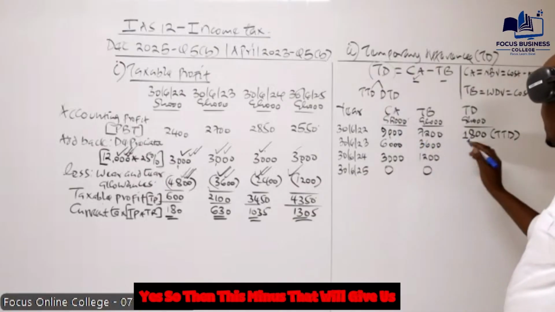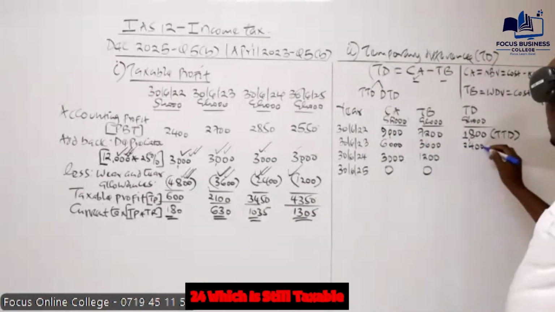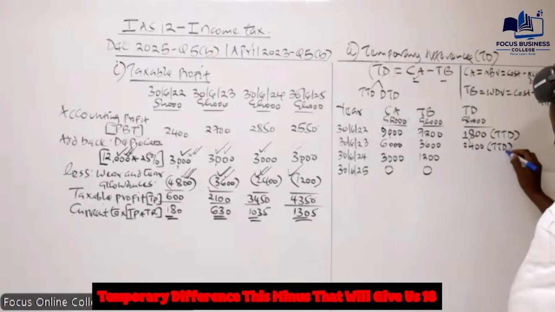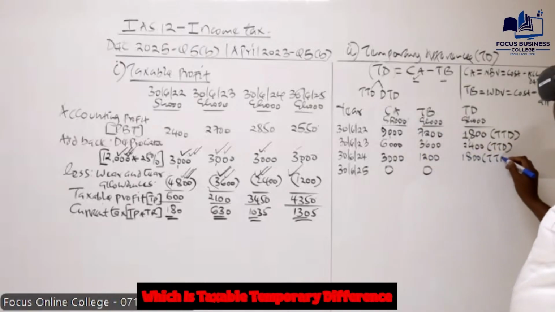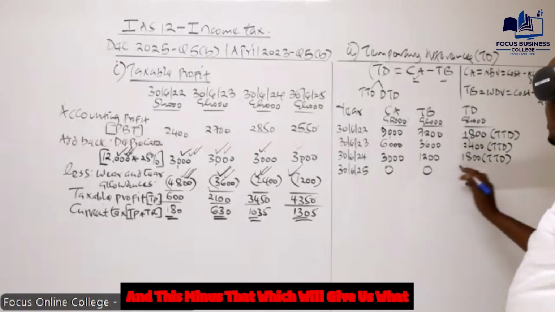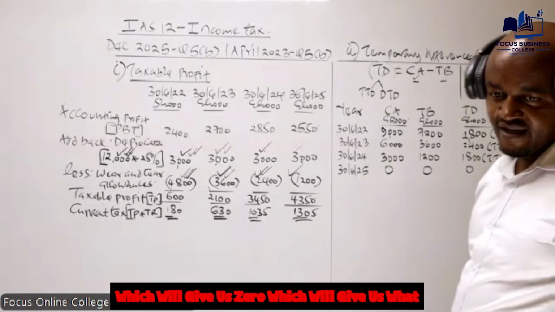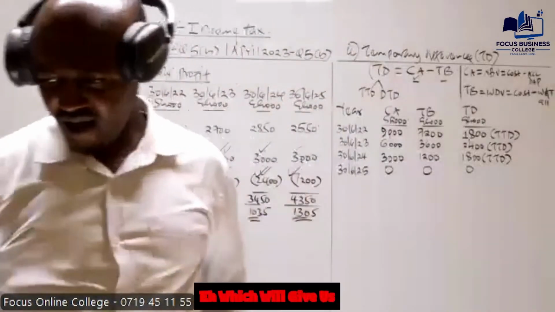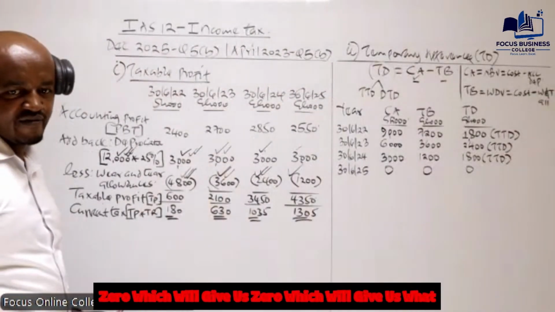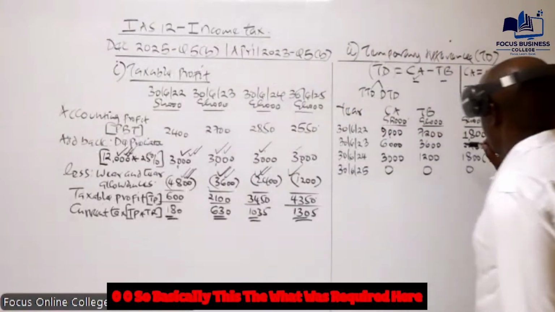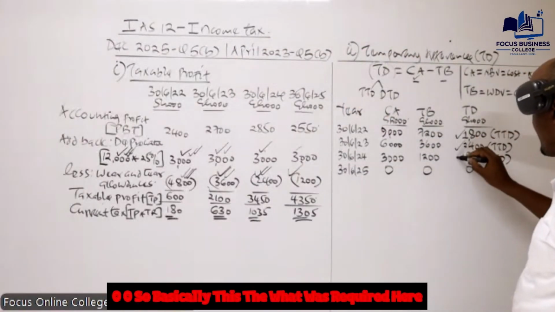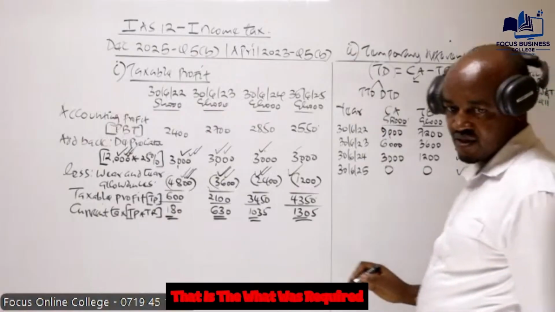So then this minus that will give us 24, which is still a taxable temporary difference. This minus that will give us 18, which is a taxable temporary difference. And this minus that will give us 0, and the last ones also give us 0. So basically, this is what was required here. That is what was required.